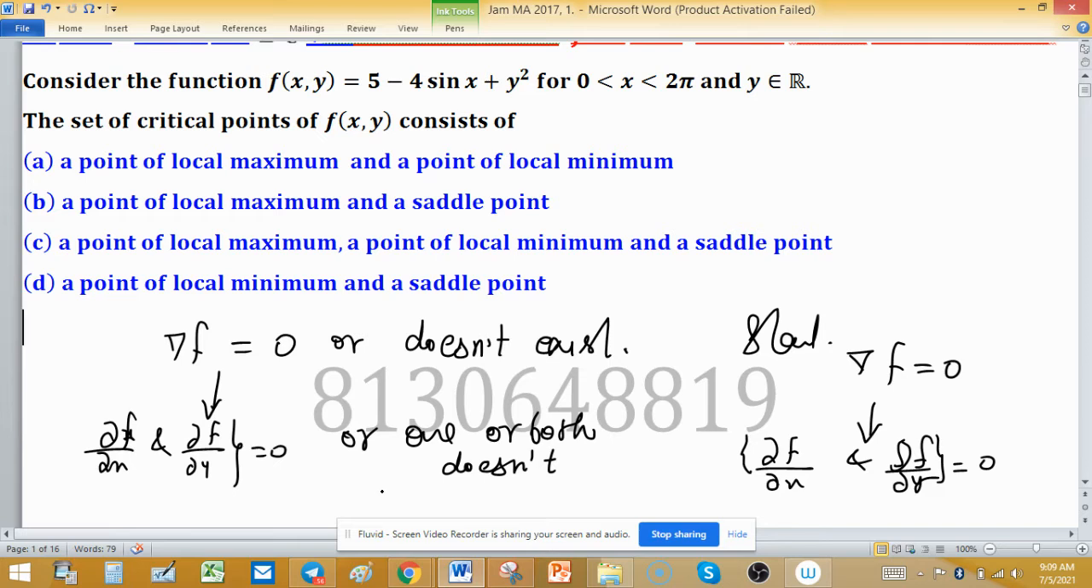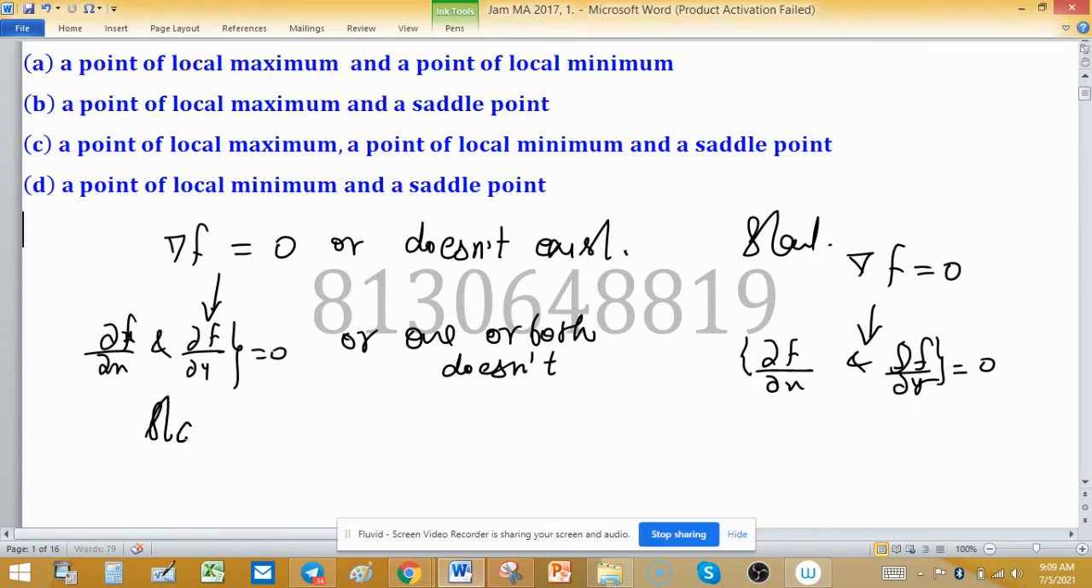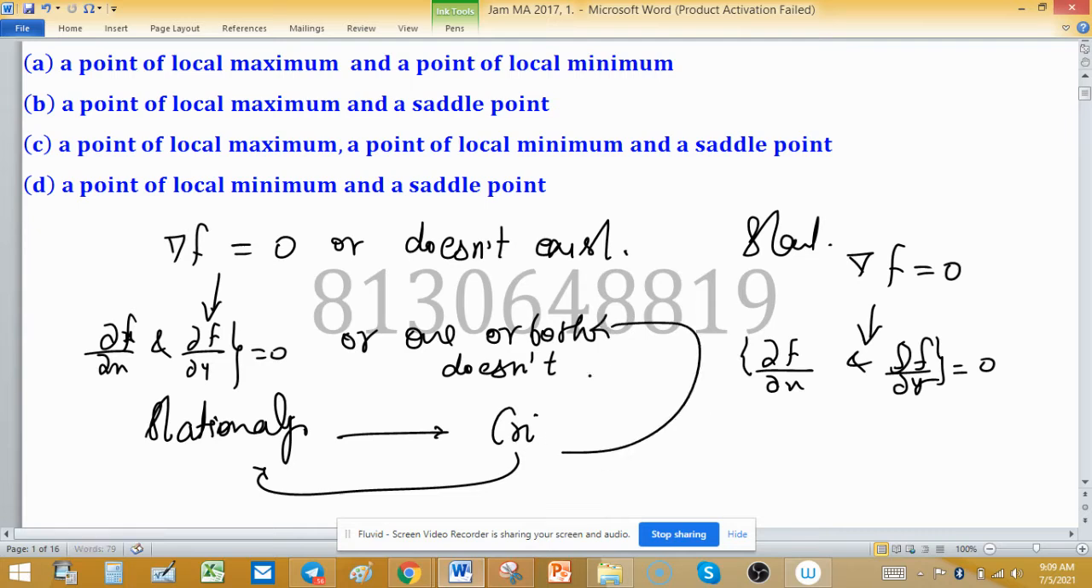So this is the meaning of critical point, and let me relate it to stationary point. All stationary points are critical points, but all critical points are not stationary points, because in critical points there is one extra condition where one or both partial derivatives don't exist. This makes sense.